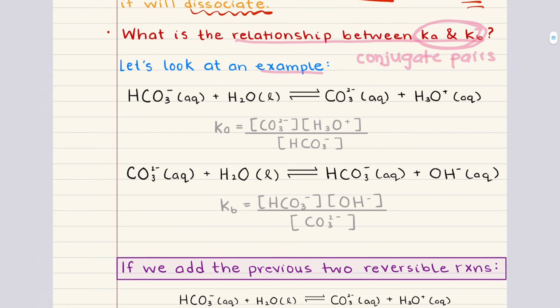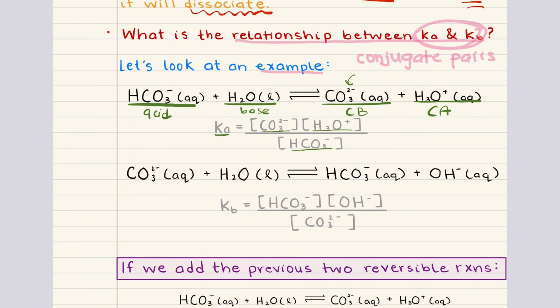Let's take the bicarbonate ion, HCO3 with a -1 charge. If bicarbonate acts as an acid, it can donate a proton to water, and that reaction produces carbonate, written as CO3 with a 2- charge, along with hydronium. The equilibrium constant for that reaction is Ka, where Ka equals the concentration of carbonate times the concentration of hydronium divided by the concentration of bicarbonate.